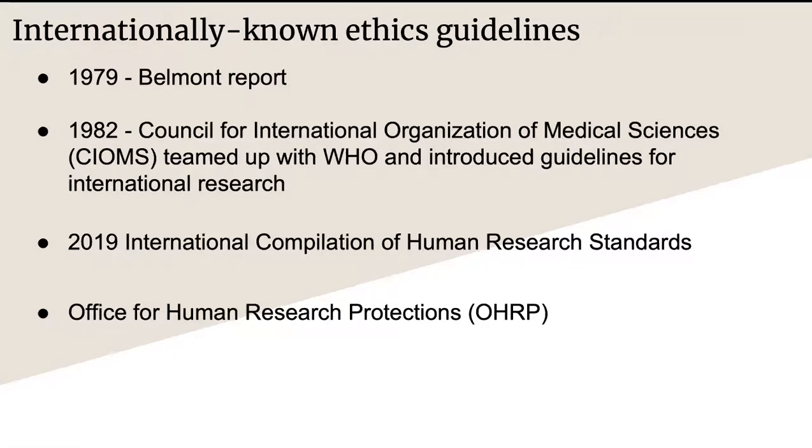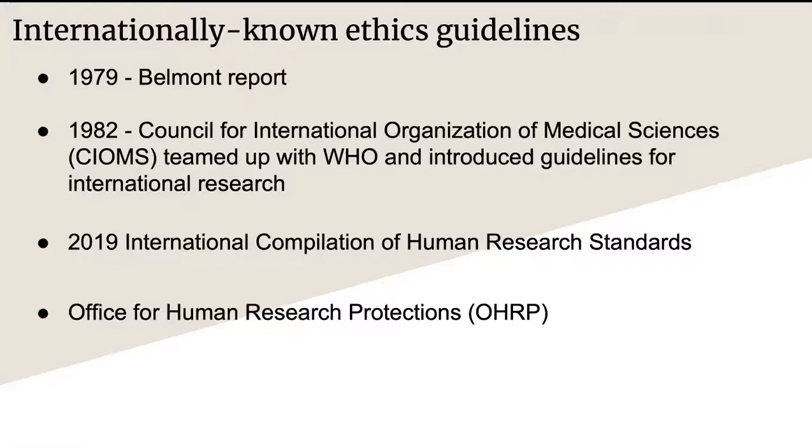In 1982, the Council for International Organizations of Medical Sciences, in conjunction with WHO, developed guidelines for international research in developing countries. The current version of the guidelines was released in 2016. The scope of the 2016 version, which is made up of 25 guidelines, encompasses health-related research with humans, such as observational research, clinical trials, biobanking, and epidemiological studies. The latest edition of the International Compilation of Human Research Standards also lists laws, regulations, and guidelines on human subject protections in 131 countries.